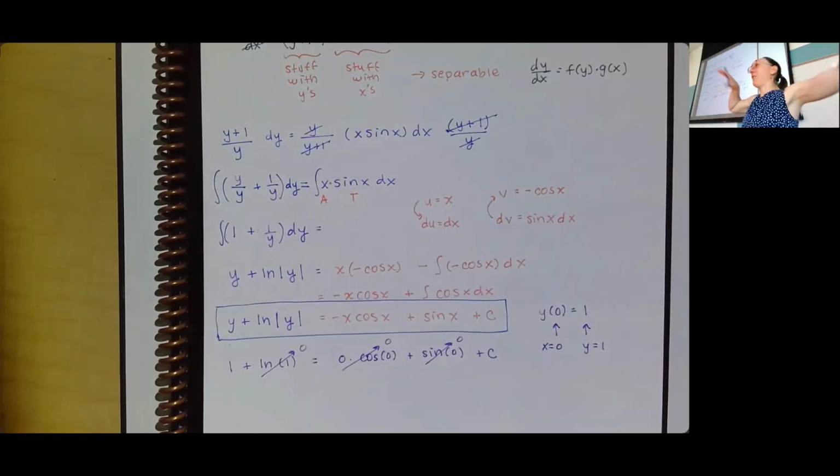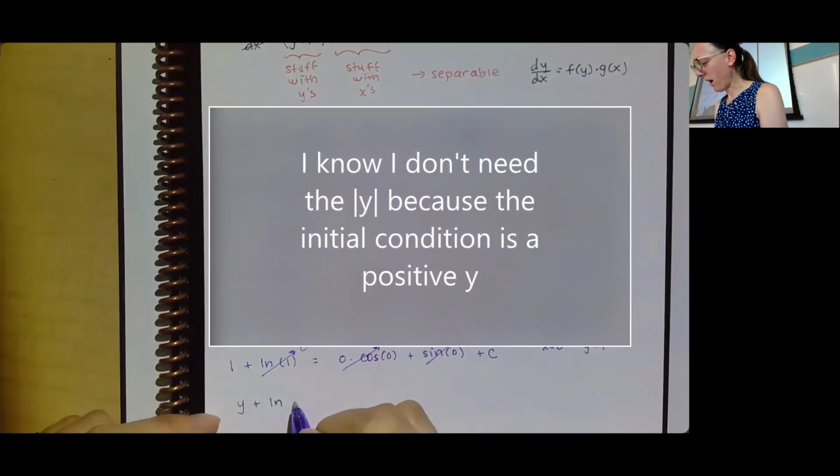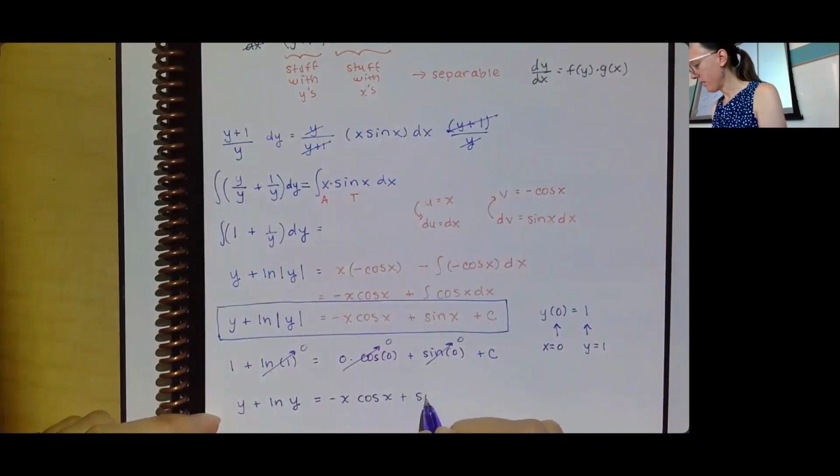So my final answer on this one would look like y plus natural log of y is equal to negative x cosine x plus sine of x plus 1.